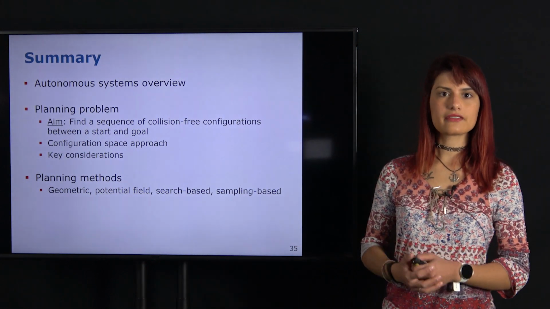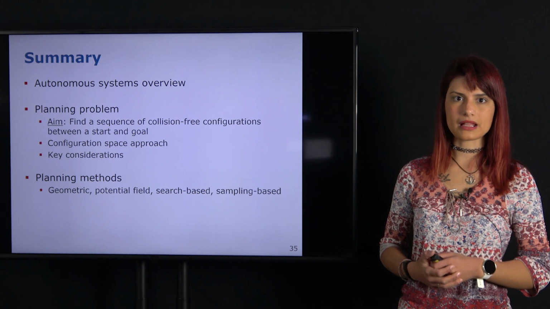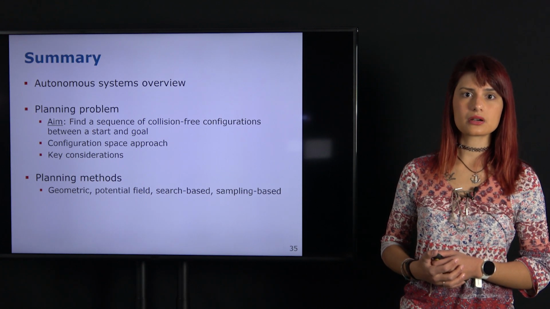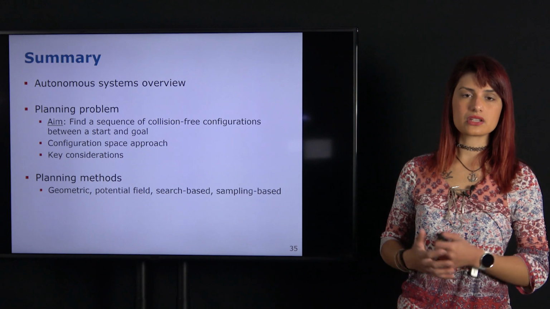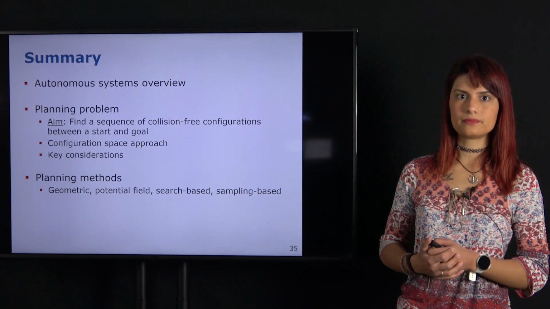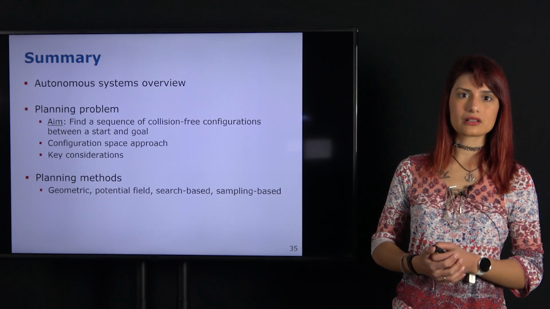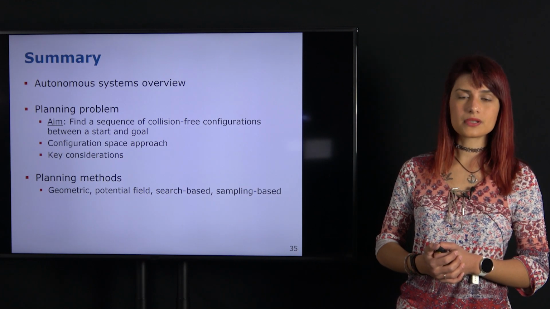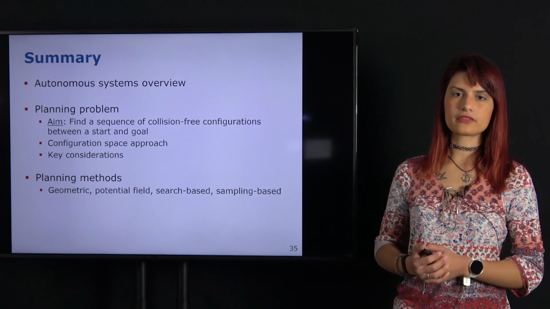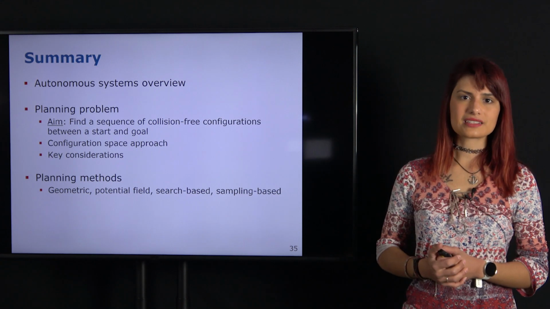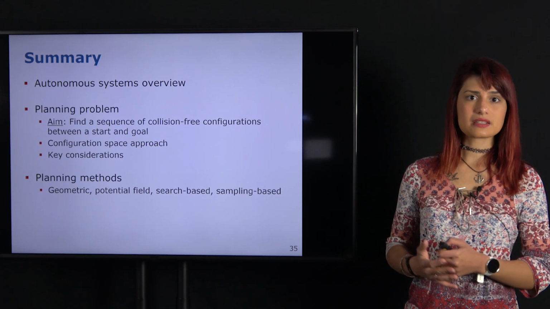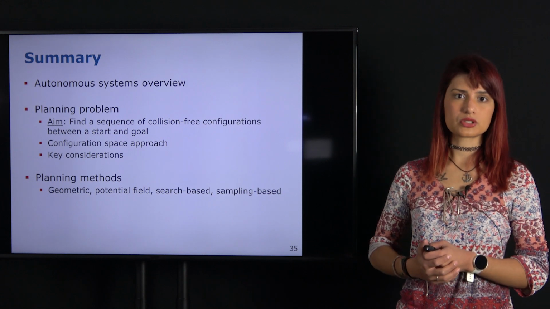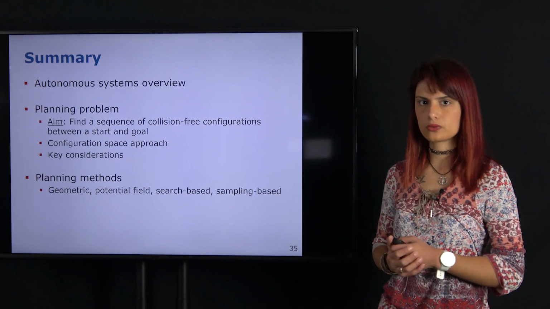This brings us to the end of this second lecture in the course, which is an introduction to planning. So we started with an overview of autonomous systems and potential applications where we want to apply planning algorithms in order to get them to perform useful tasks and missions. Then we moved on to defining particularly the planning problem. So the aim is to find a sequence of collision-free configurations in an environment connecting a start configuration to a goal configuration. We looked at how this can be done in the configuration space, as well as some of the key considerations that we need to take into account when we design planning algorithms with respect to particular requirements. So this was just from a general point of view.